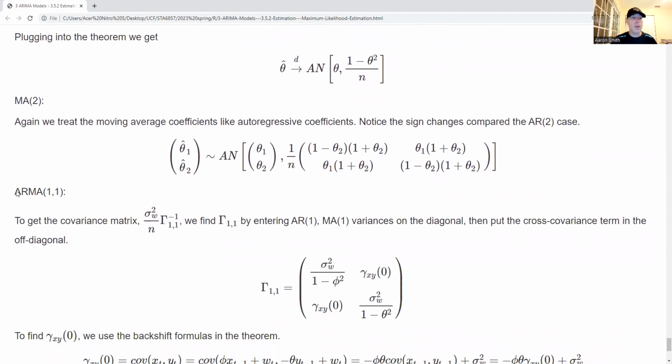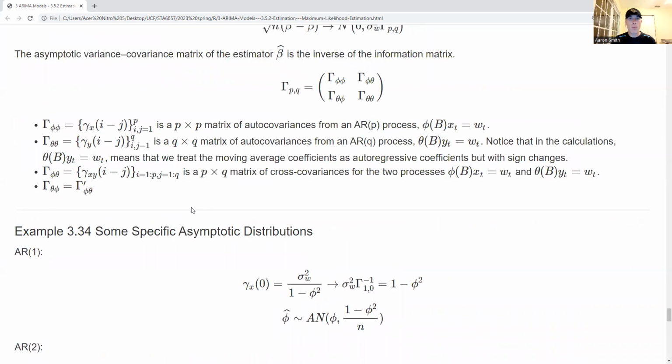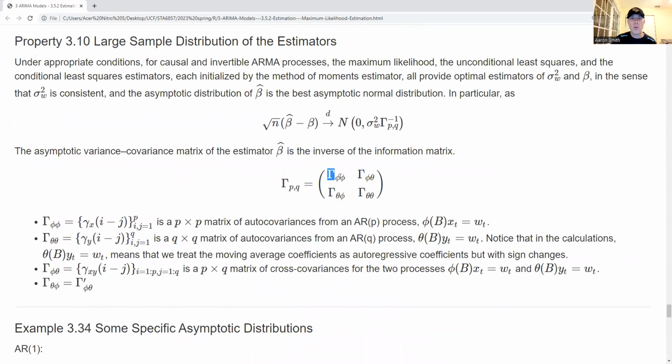Now, if I want to do an autoregressive moving average 1-1 model, when I think about this, let's go up to our theorem, our block matrix. Here, I'm going to have my autoregressive part, my moving average part, then I'm going to have the cross covariance between moving average and autoregressive.